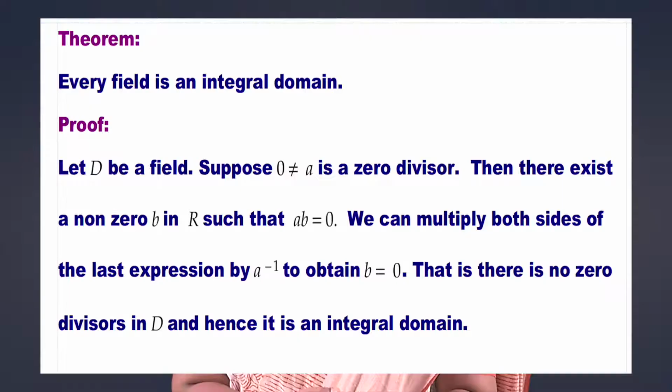Let us see a theorem now. Every field is an integral domain. Now, for the proof, let D be a field. We are supposed to prove that D has no zero divisors, but let us try proving this by contradiction. Suppose there exists an a not equal to 0 and it is a zero divisor. Then there exists a non-zero b in D such that ab is equal to 0. In this case, we can multiply both sides of the last expression by a inverse to obtain b equal to 0. Now, this is a contradiction. So, there are no zero divisors in D and hence it is an integral domain.